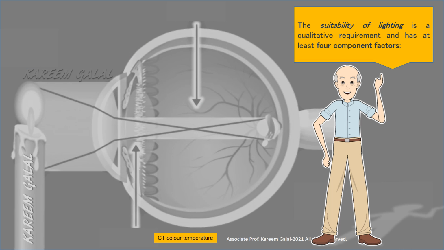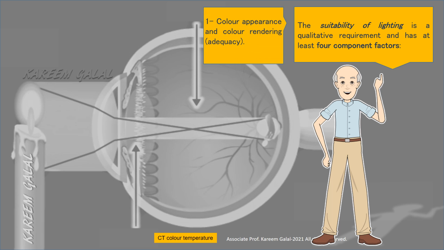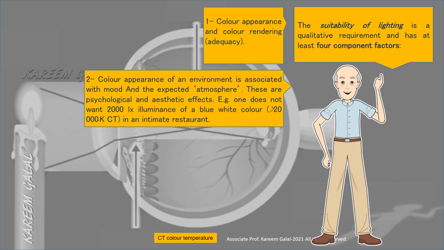The suitability of lighting is a qualitative requirement and has at least 4 component factors. 1. Color appearance and color rendering. Adequacy. 2. Color appearance of an environment is associated with mood and the expected atmosphere. These are psychological and aesthetic effects. For example, one does not want 2000 lux illuminance of a blue-white color in an intimate restaurant.